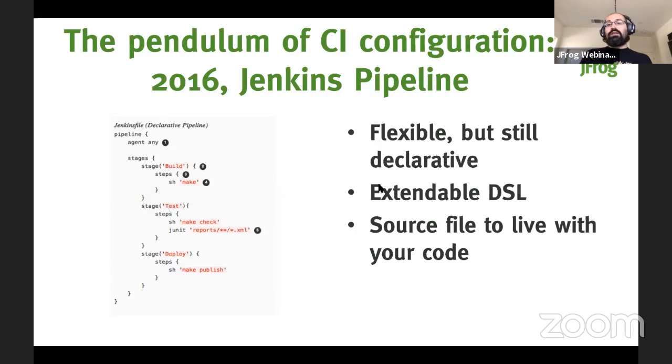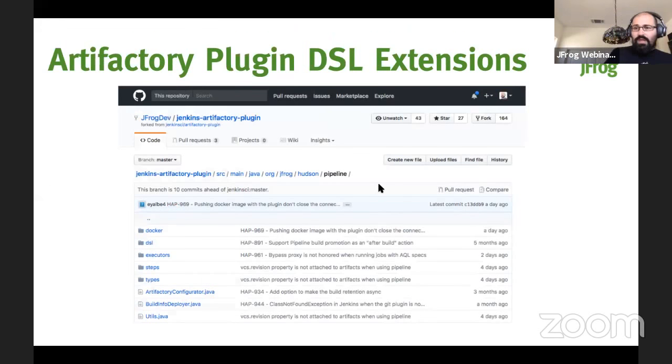And your source file is with your code, so it is completely versionable and automatable. So it is DevOps ready, right? Configuration is code. We're back to square one, but of course with a completely different quality of code and how it looks. So our DSL extensions are part of the Artifactory plugin. Sometimes it's useful to look at the code to see how the objects are modeled. So you're more than welcome to go to the JFrog Jenkins Artifactory plugin repository, and we have here all the model that you can take a look at.